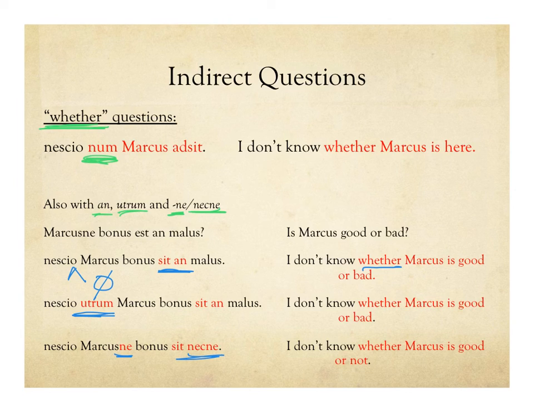In all honesty, the whether kinds of questions are not super common. Of course, we do need to be able to recognize them and translate them accurately. And we'll practice with these, of course. I think the kinds that are introduced by cur or ubi or quis or quid are more obvious. These are a little trickier.